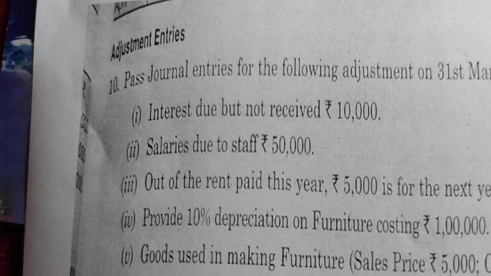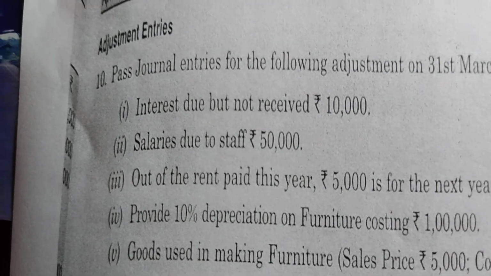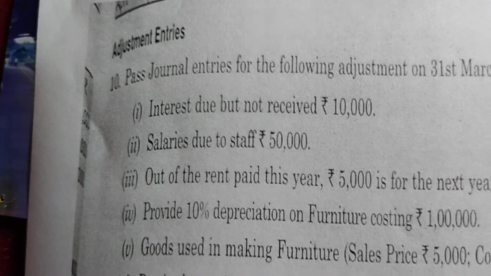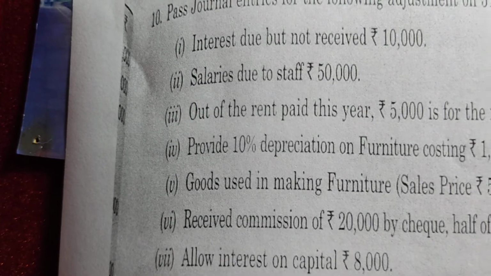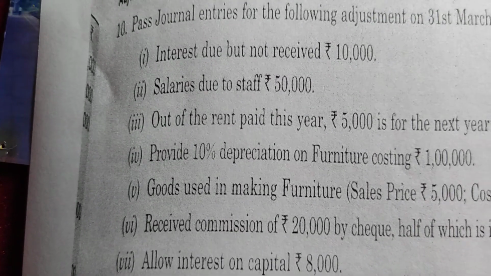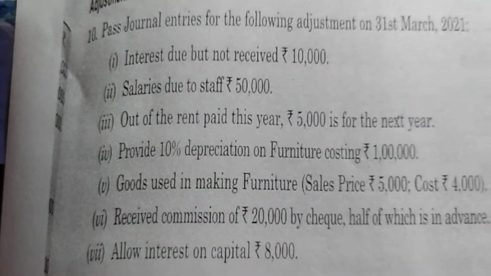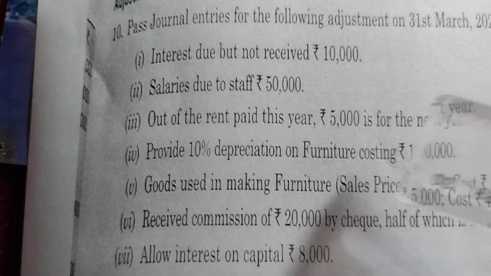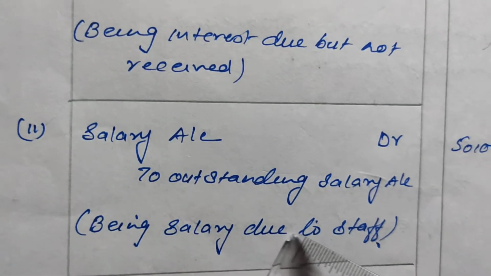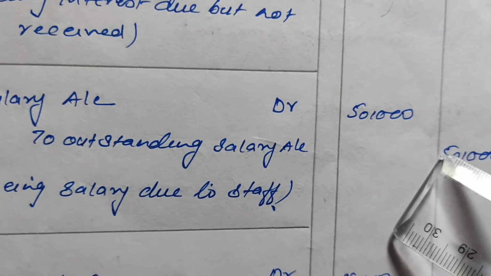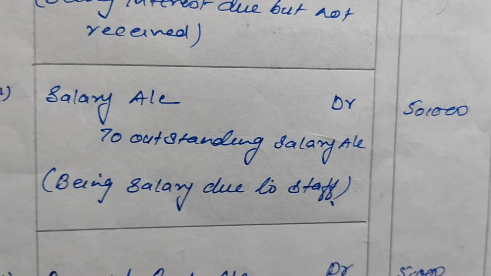Next question is salary due to staff, rupees 50,000. That means salary is outstanding. Expenses outstanding. What is the adjustment entry of expenses outstanding? Expenses account debit to outstanding expenses. That means salary account debit to outstanding salary account. Our entry will be salary account debit to outstanding salary account 50,000.